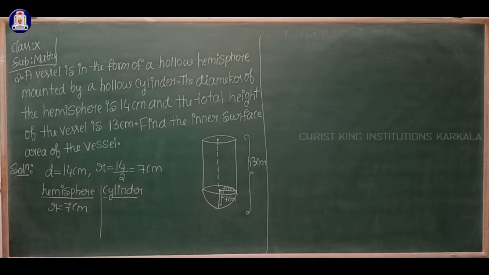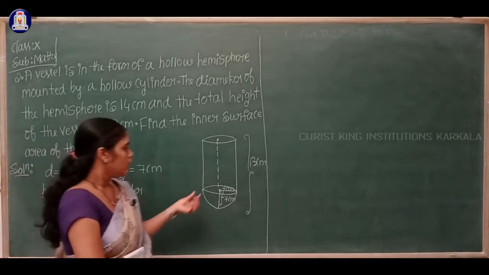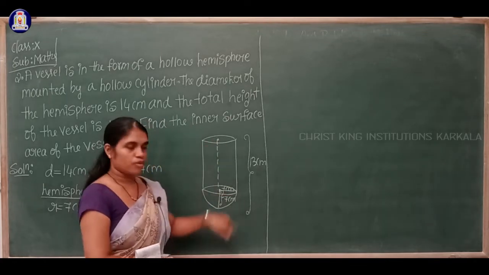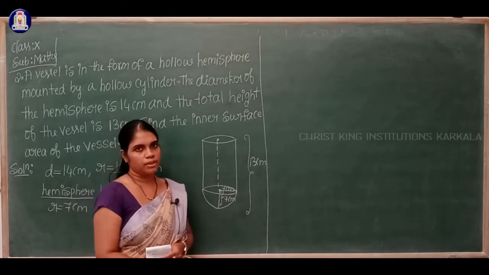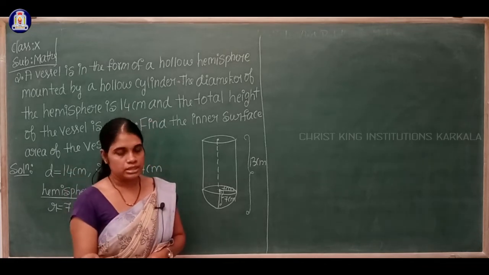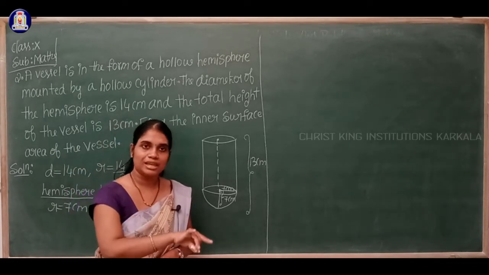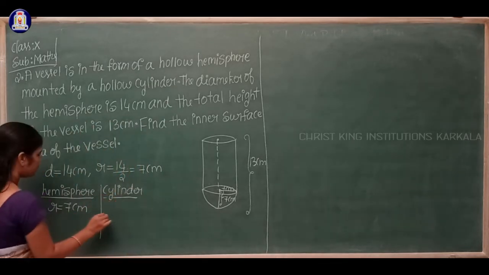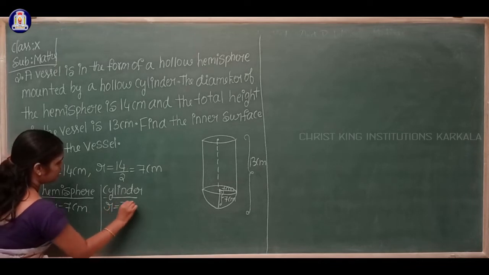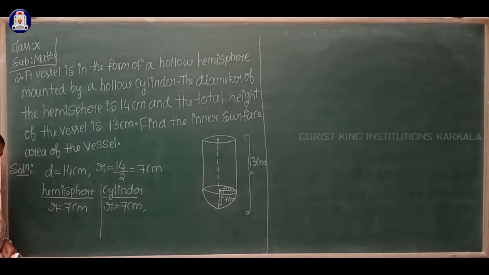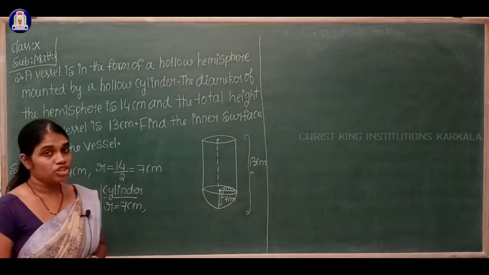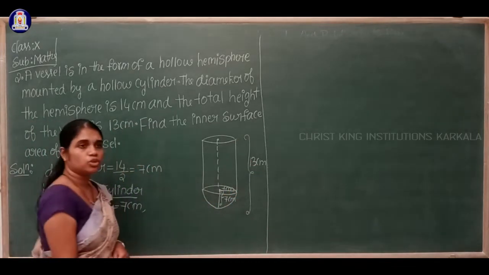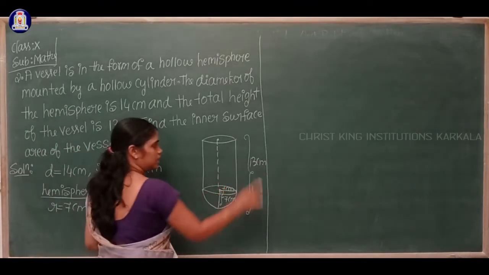7 centimeter. One thing you have to remember: the radius of the hemisphere will be equal to the radius of the cylinder. Radius value will be the same for both cylinder as well as hemisphere. So under the cylinder column, the radius value is the same, 7 centimeter. But what about the h value? H means the height of the cylinder. In the question, the total height is 13 centimeter.